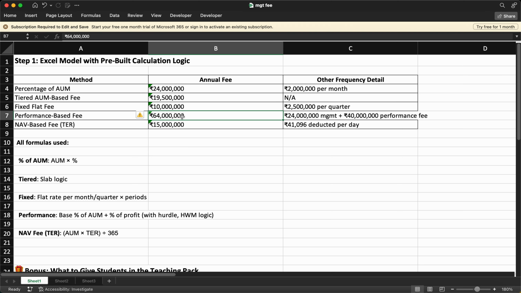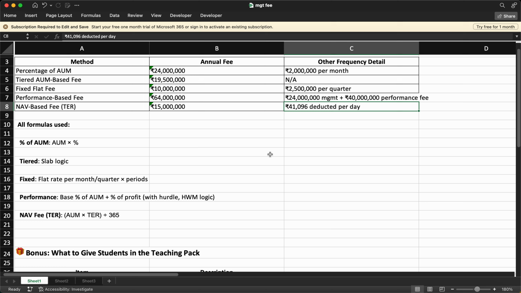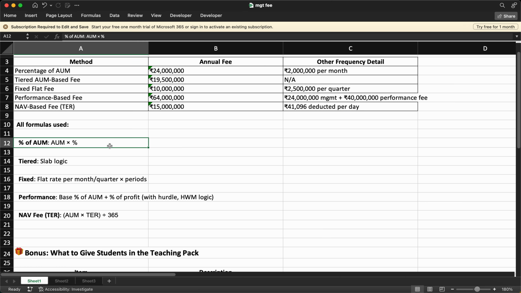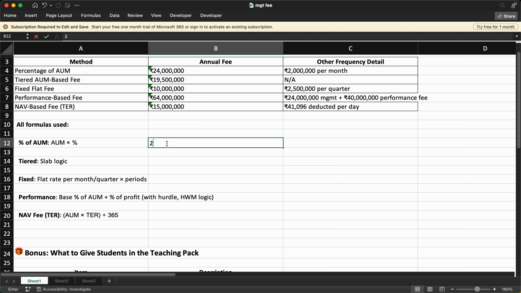64 million is performance based, meaning 24 goes to the management fee and 40,000 will be the performance fee. If 15 million is the annual fee, then 41,000 per day will be deducted directly. Okay, so how is the formula? The formula is simple: AUM multiplied by whatever percentage we take, like here 2%. So 2% is the formula for AUM.